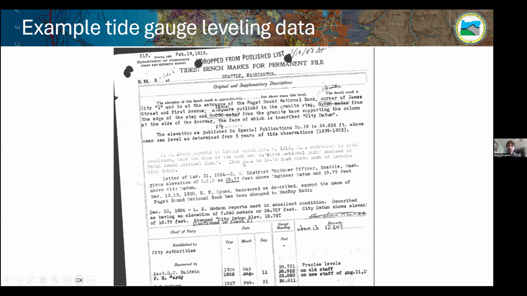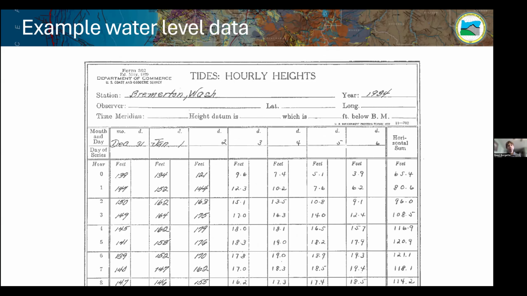This is an example of a benchmark data sheet. We digitized a lot of this data ourselves, but keeping a record of the original data, I think, would be valuable for future people. And here's an example of some of those hourly water levels that we digitized for some of the Oregon gauges. This is from Bremerton, Washington, for example.